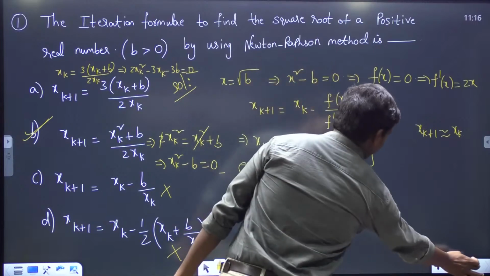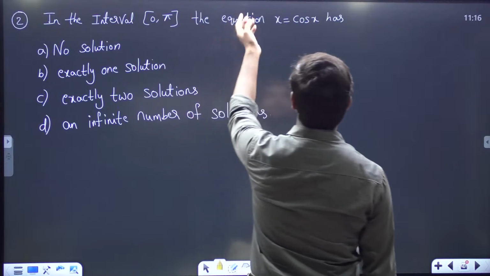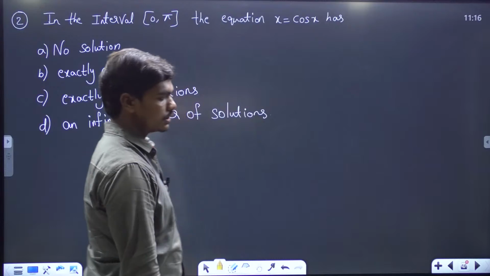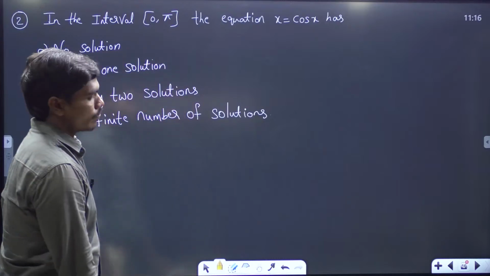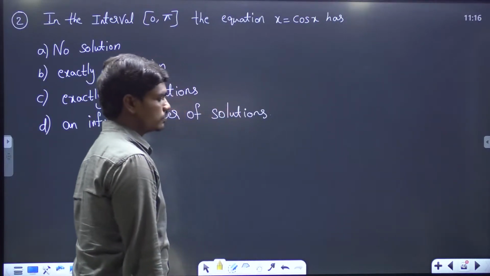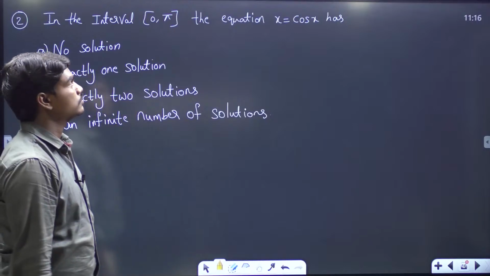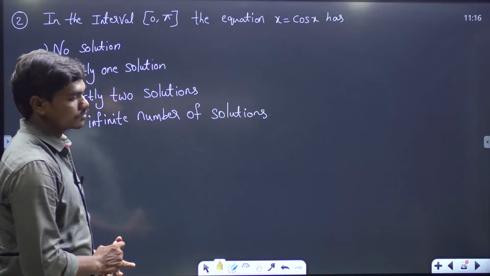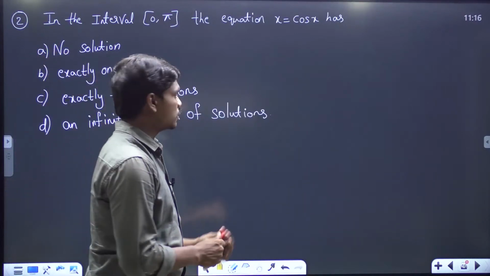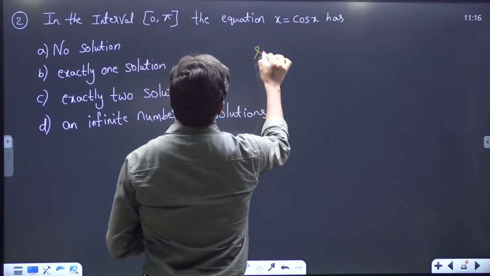Okay, so we are going for next question. Please solve this. In the interval 0 to pi, the equation x is equal to cos x has, this is the case. Please try to solve this question, all of you. I'm giving you some time. So please solve this.